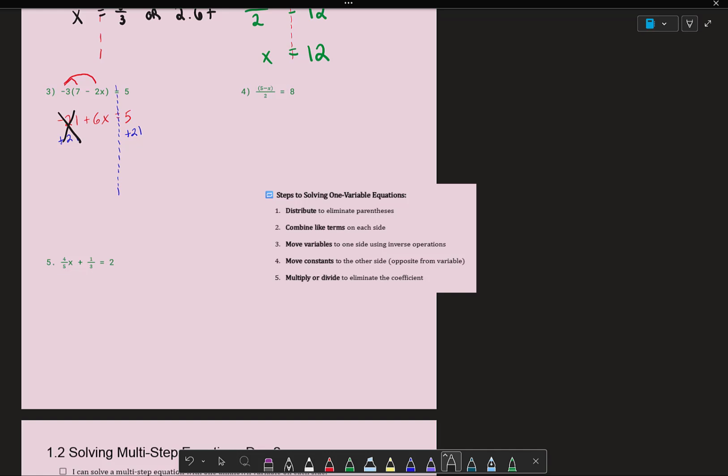Negative 21 plus 21 is 0. We're going to bring down the positive 6x. 5 plus 21 is 26. And then so finally, that's step 4.